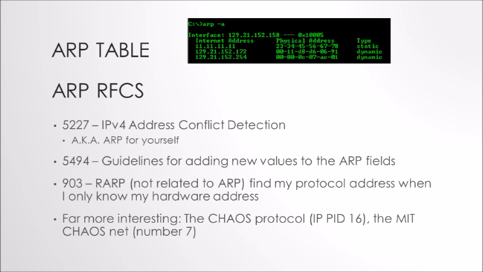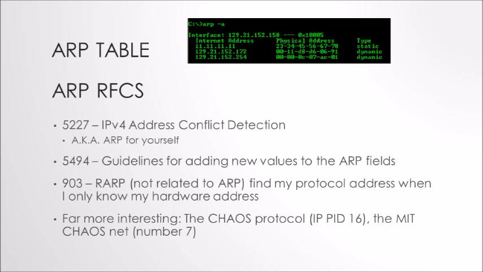Now, there are some other RFCs that are associated with ARP. 5227 is for IP version 4 address conflict detection. So if you've ever been on a node and you see a little warning icon pop up in your system tray that says something like an IP address conflict has been detected, well, that's because you just ARPed for yourself and found out that somebody was using your IP address. That's what we call promiscuous ARP, or ARPing for yourself.